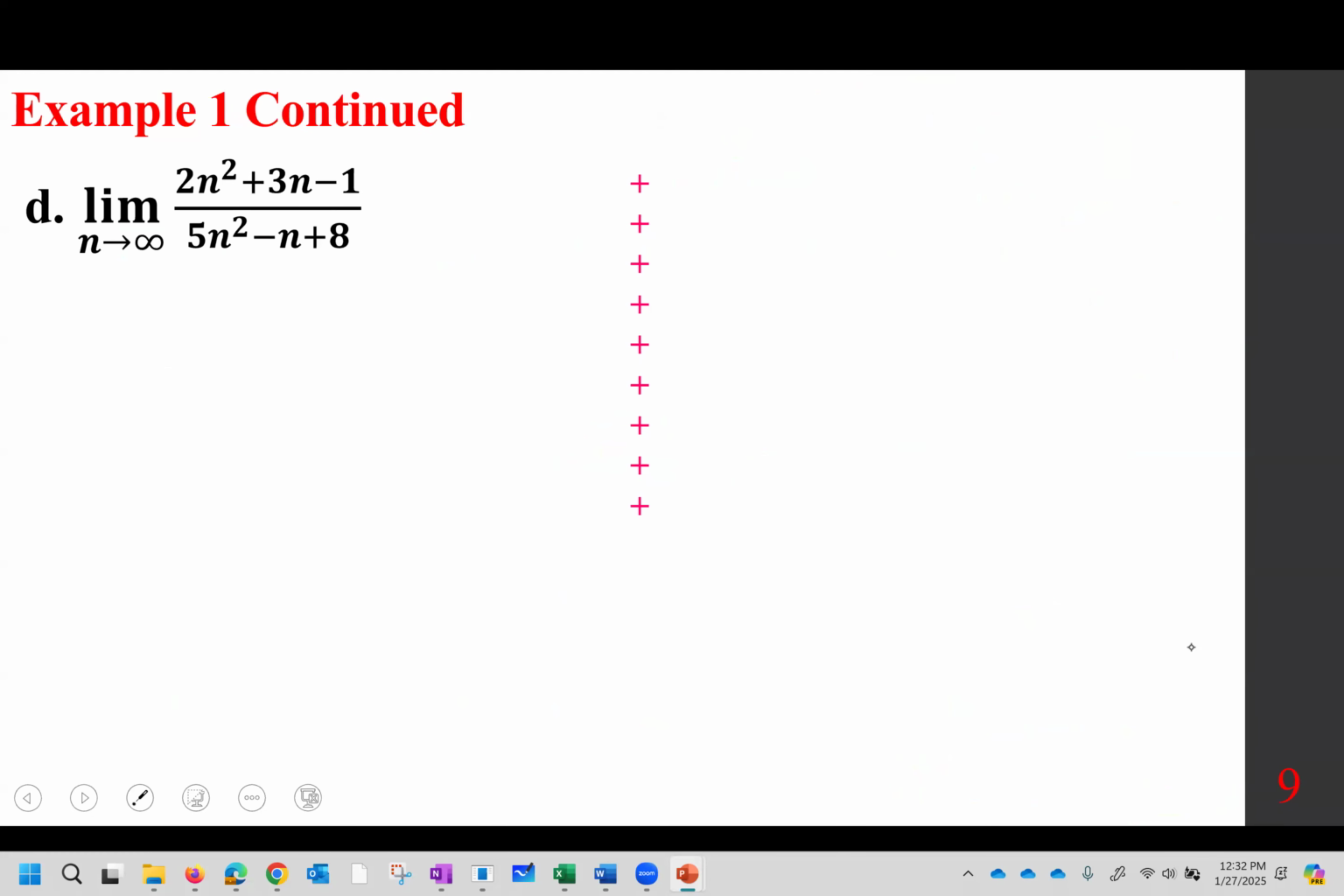What happens here? What are we dealing with here? If you plug in, by the way, you get infinity over infinity. What you're dealing with here is called a rational function. So you're dealing with a rational function. N is approaching infinity. The technique is to divide by the highest degree term in the denominator. That's the technique.